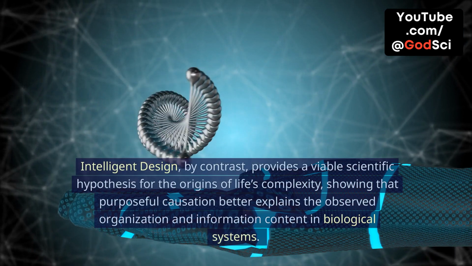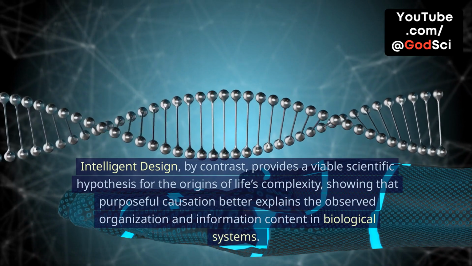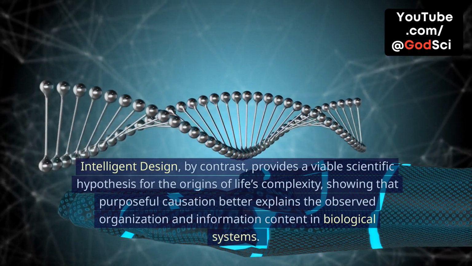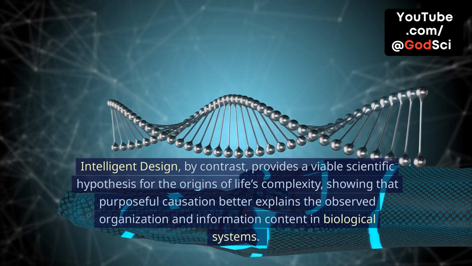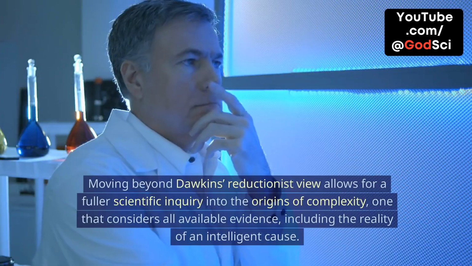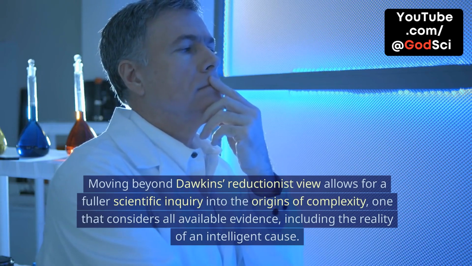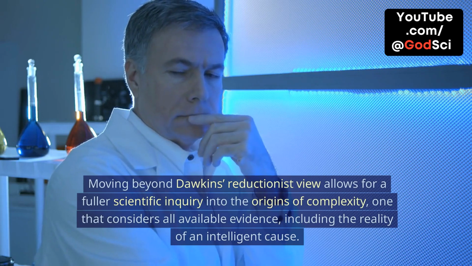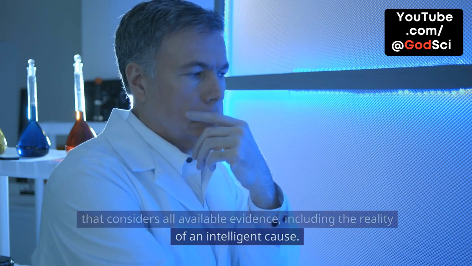Intelligent design, by contrast, provides a viable scientific hypothesis for the origins of life's complexity, showing that purposeful causation better explains the observed organization and information content in biological systems. Moving beyond Dawkins' reductionist view allows for a fuller scientific inquiry into the origins of complexity, one that considers all available evidence, including the reality of an intelligent cause.